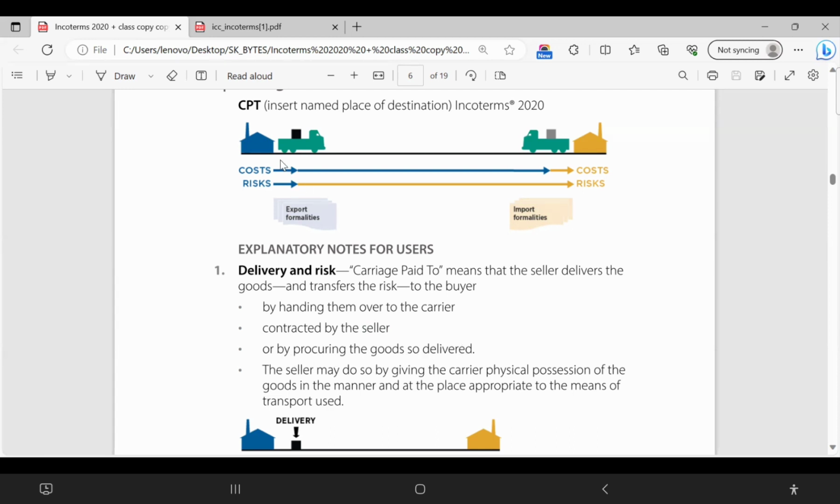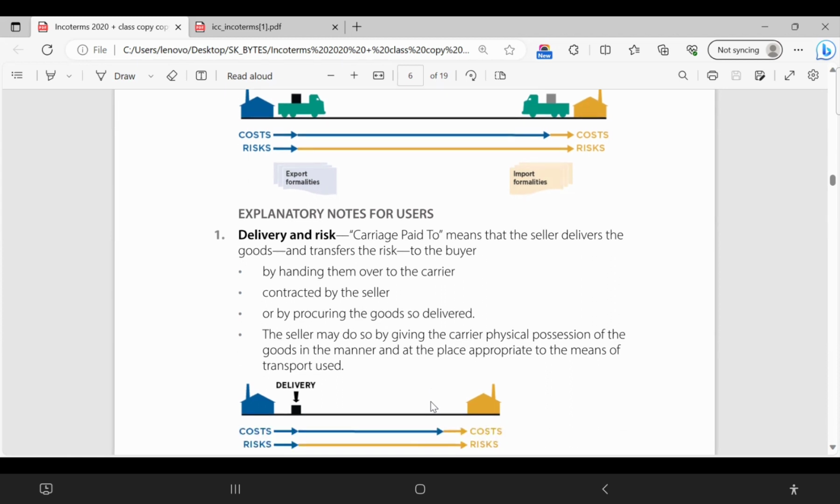That means it's not necessary that the shipment always has to happen from a factory or a beneficiary's place. It could be a chain of sales. I'm buying from one point and then arranging from this point to another. So that is what they're saying, or by procuring the goods so delivered. The seller may do so by giving the carrier physical possession of the goods in a manner and at a place appropriate to the means of transportation used.